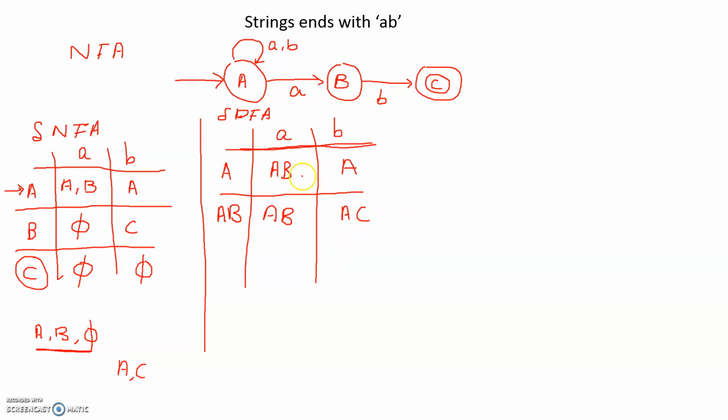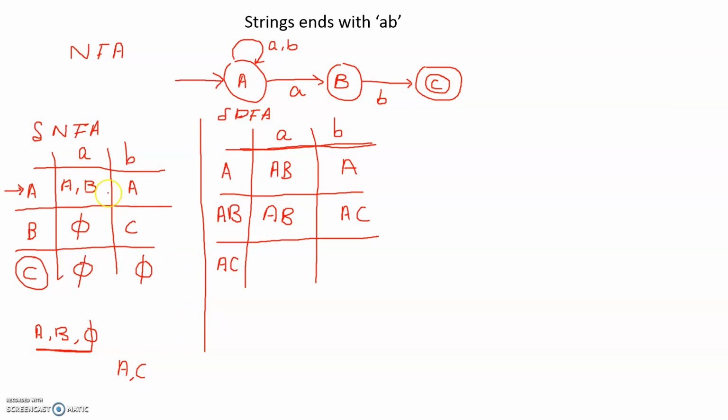Now look at the DFA's table, which is our new state that is connected to AB. This row is completed. At state AB we have specified where to go on seeing an A, where to go on seeing a B, and state A is also completed. Now our new state is AC, that is connected to AB. So we will write our new state AC here.